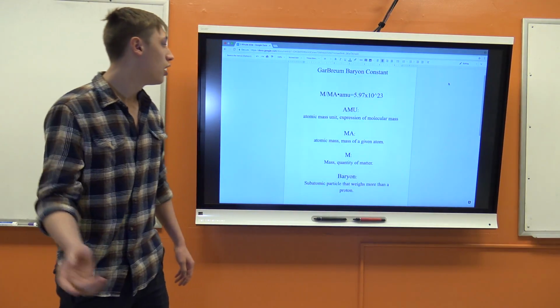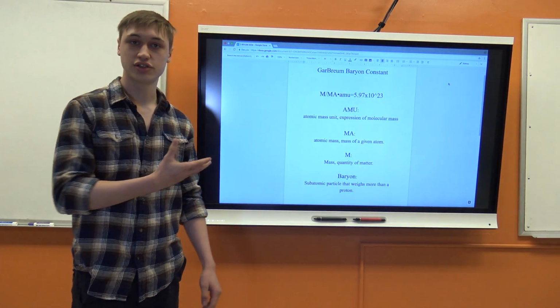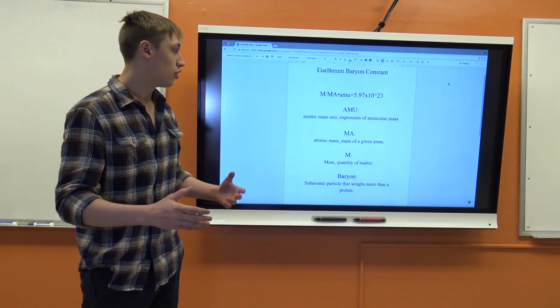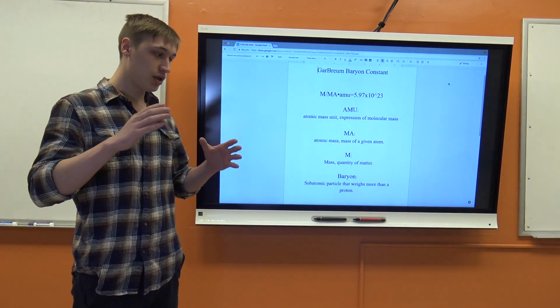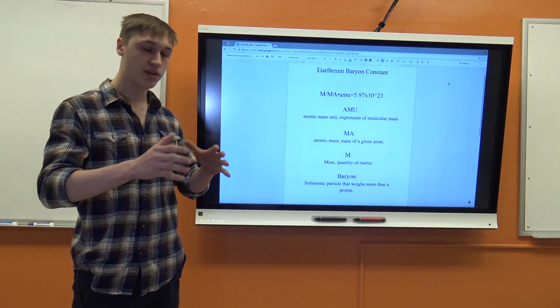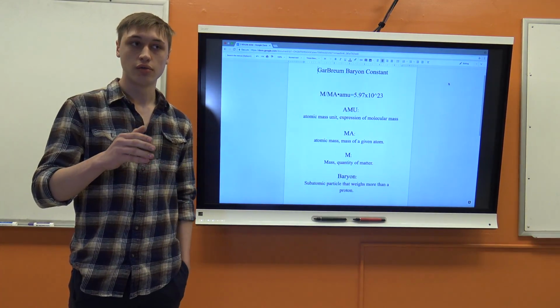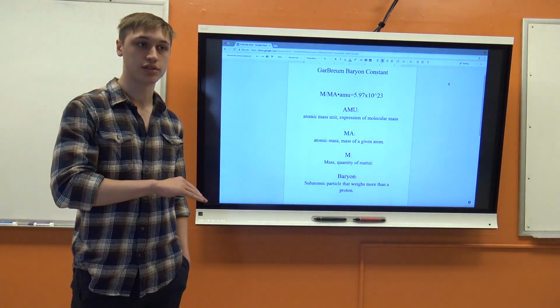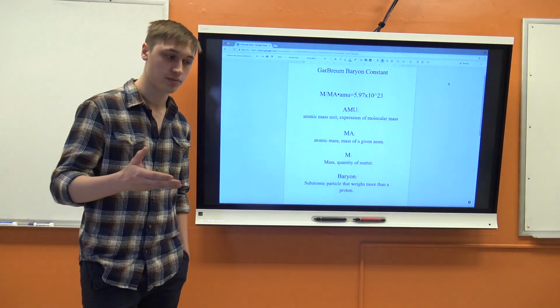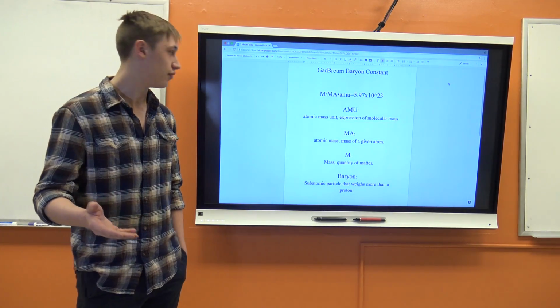My name is Landon, and my project was on a constant of mass. So I hypothesized that if I made the right formula, I could define a quantity that would be constant in terms of mass, kind of like the mole, but a little bit different.